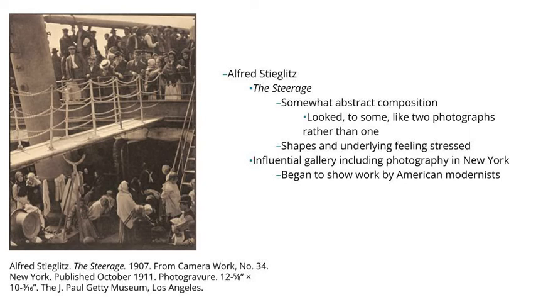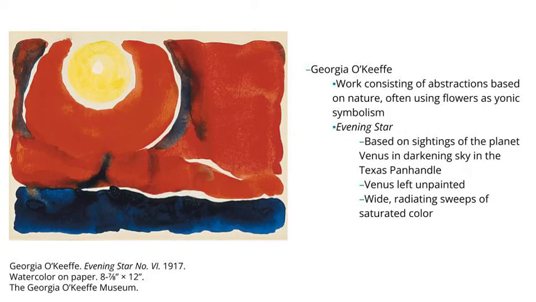And looking forward, we have Georgia O'Keeffe. Well, not forward because it's at the same time, but Georgia O'Keeffe was actually Alfred Stieglitz's wife for a period of time. So I guess I'm telling you guys a little bit of a love story. But just to give a background on Georgia O'Keeffe, her work consists of abstractions based on nature, often using flowers as iconic symbolism. So that very vulva-like quality of flower petals, not in this piece per se, but in a lot of her other works, she'll use that as symbolism.